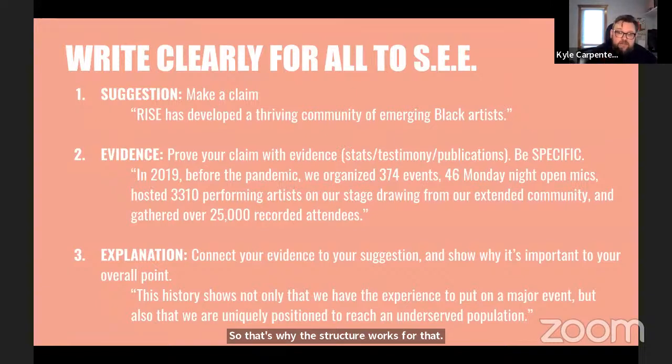But it's an acronym that I love dearly. It's C, S-E-E, which stands for suggestion, evidence, and explanation. So all of your writing, if you're trying to make points, can actually follow this flow. First thing, make a suggestion. So you make a claim. That's what you're going to back up. So suggestion: R.I.S.E developed a thriving community of emerging Black artists.